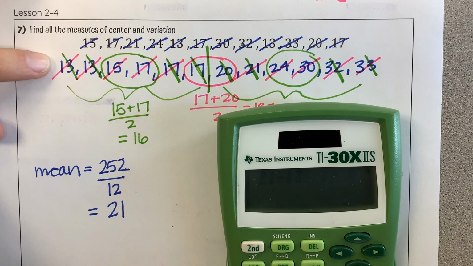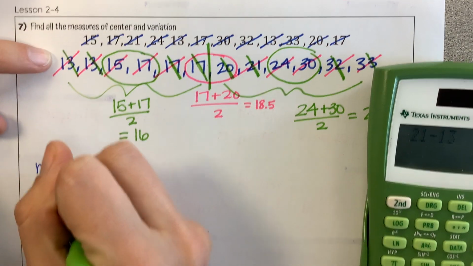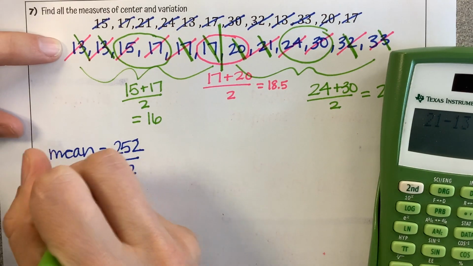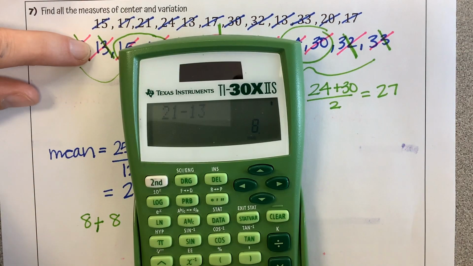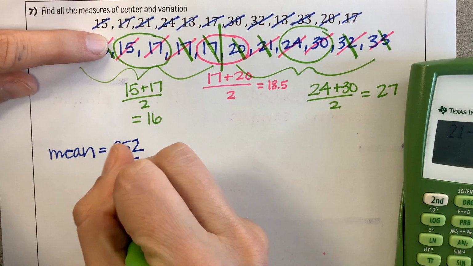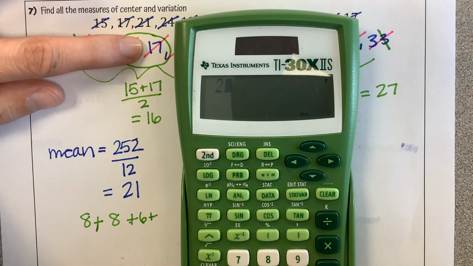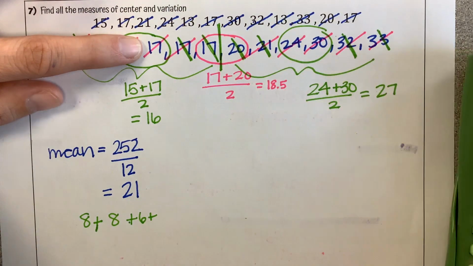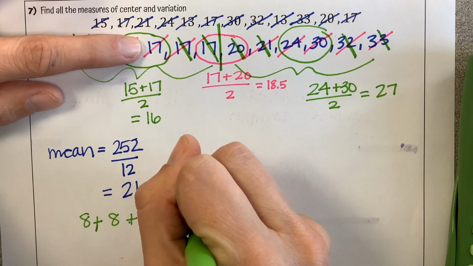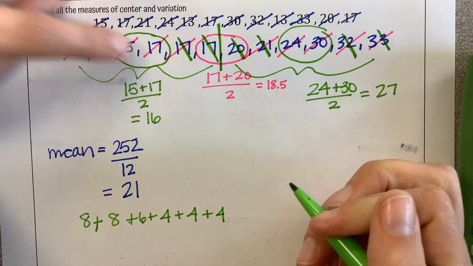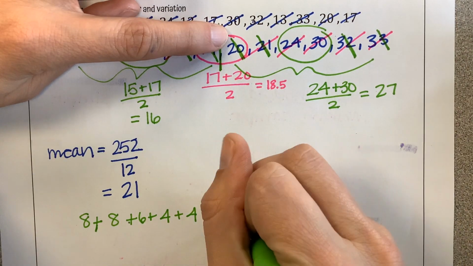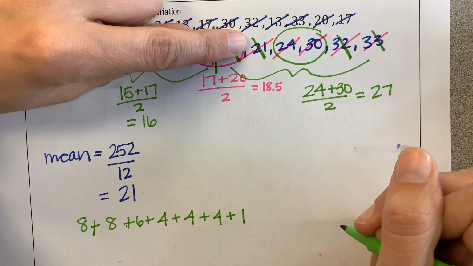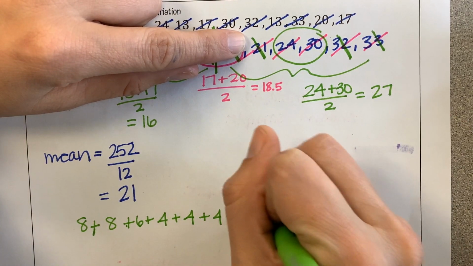So 21 minus 13 is 8. I'm going to write it down here. So we have 8 plus another 13, so 8 again. 21 minus 15 is 6. 21 minus 17, and maybe you can do these in your head, is 4, plus another 4, plus another 4, because there's 3 17s. 21 minus 20 is 1. 21 minus 21 is 0. They're the same number.